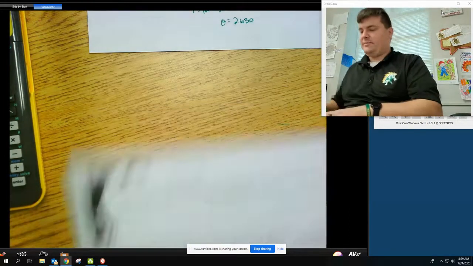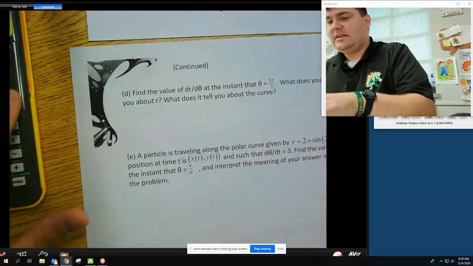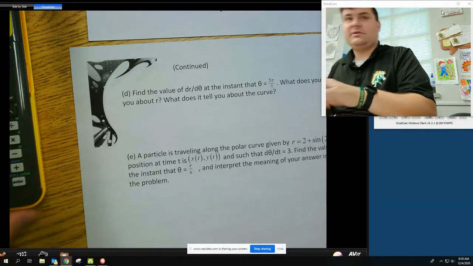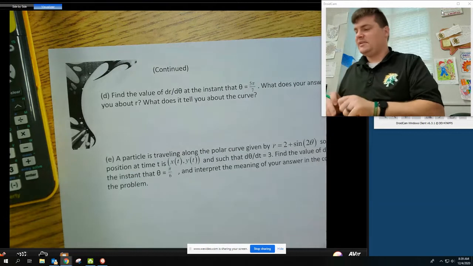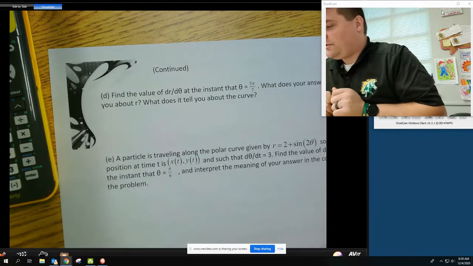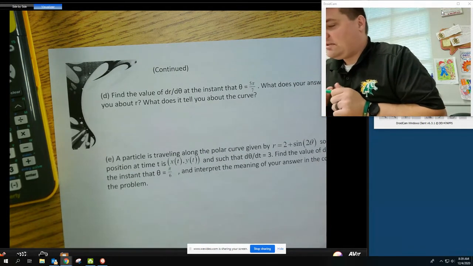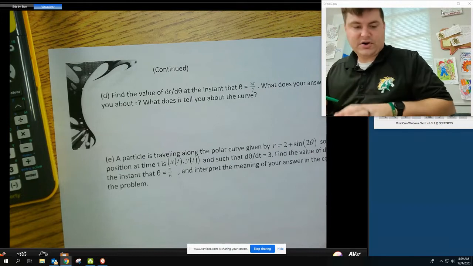And we get to be a little bit of a big deal now. This can get a little bit confusing, so let's go ahead and go right through it. Find the value of dr d theta at the instant that theta equals 5 pi over 7. That's not the hard part. Here's the hard part: tell us, what does your answer tell you about r? What does it tell you about the curve?